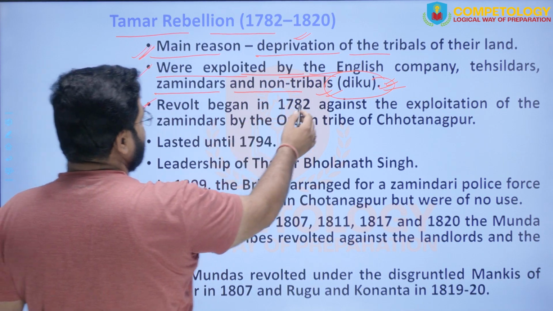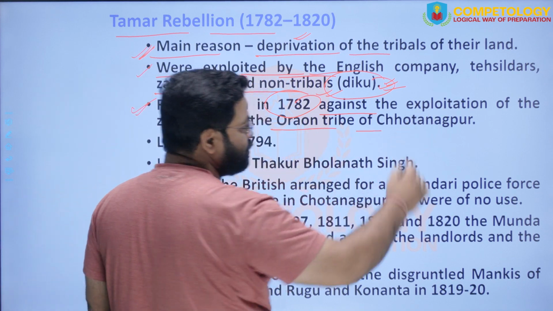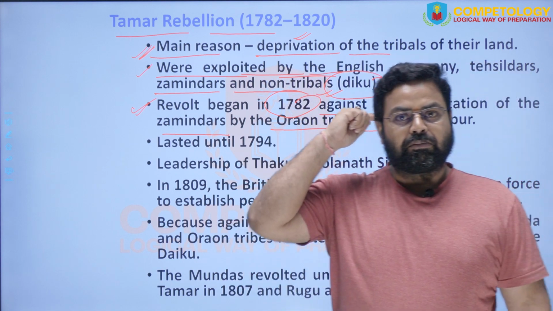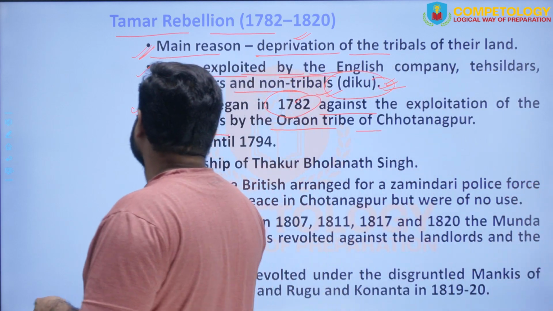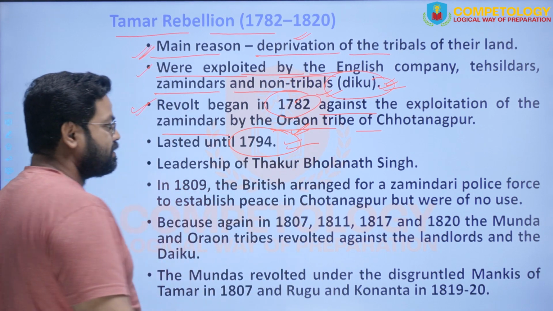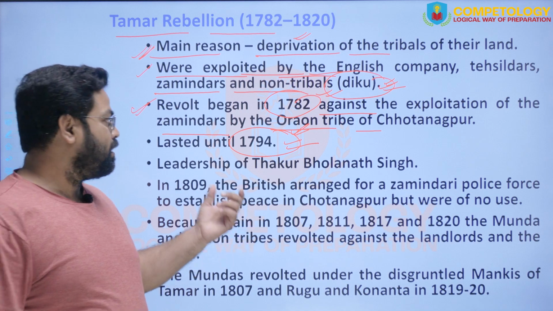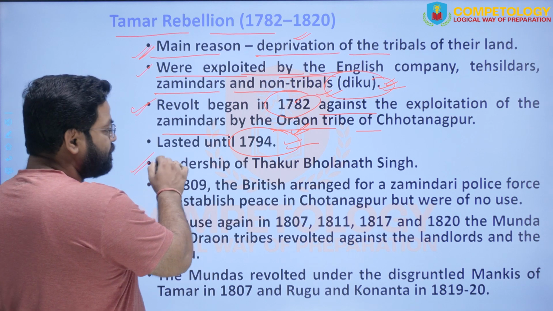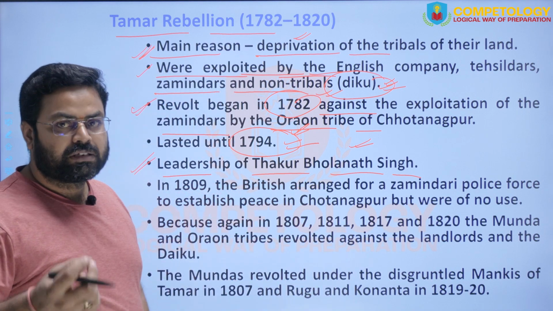And here the revolt began in 1782 against the exploitation of the Jamindars by the Oraon tribe of Chota Nagpur. So in the Tamar rebellion, the Oraon tribals were the main participants, and this initial phase of the rebellion lasted till 1794, and some arrangements were made between the tribals and the Britishers, because of which for a short duration the tribal revolt got fizzled out. And the leader of this rebellion was Thakur Bholanath Singh. He was the leader of this Tamar rebellion.